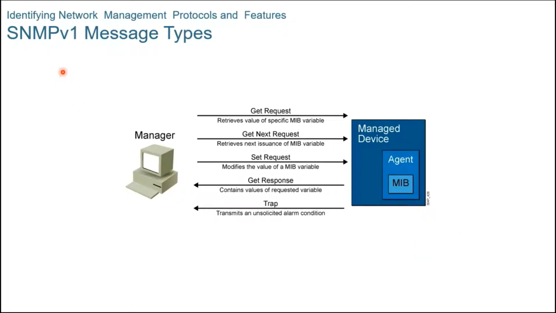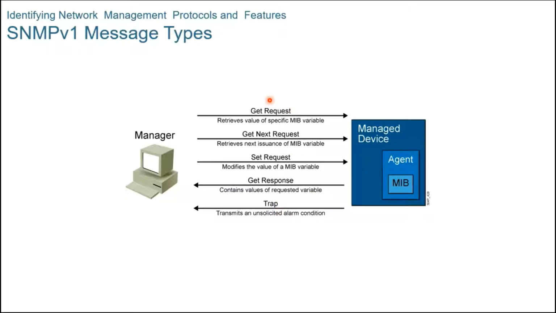SNMP version 1 message types. The initial version, SNMP version 1, is defined in RFC 1157, the Simple Network Management Protocol or SNMP. The protocol's simplicity is apparent from the set of operations available. This figure shows the basic SNMP messages which the manager uses to transfer data from the agents to the manager. These messages are described as follows.